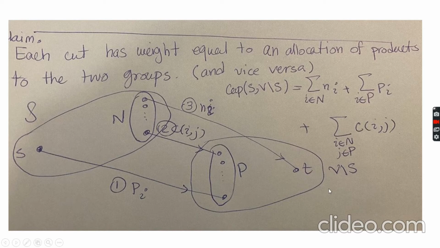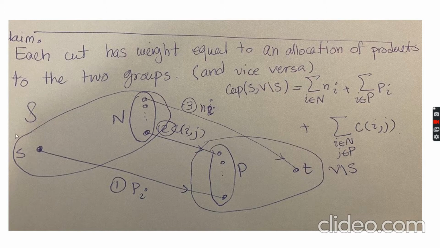So if you look here, I've considered a cut S. Cut S contains the source node S and some of the nodes that represent products. And the rest of the graph contains node T and the rest of the products. Okay. So now this is the mapping that we're going to make.